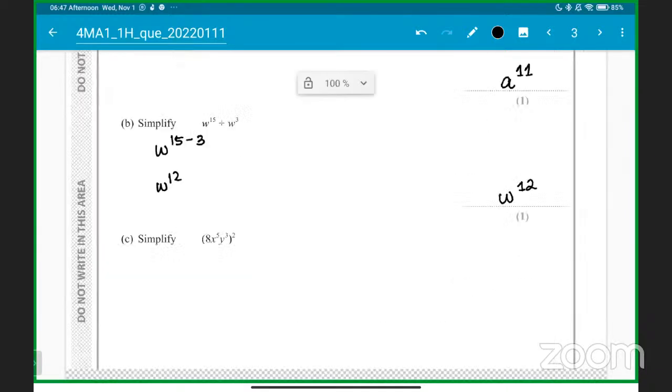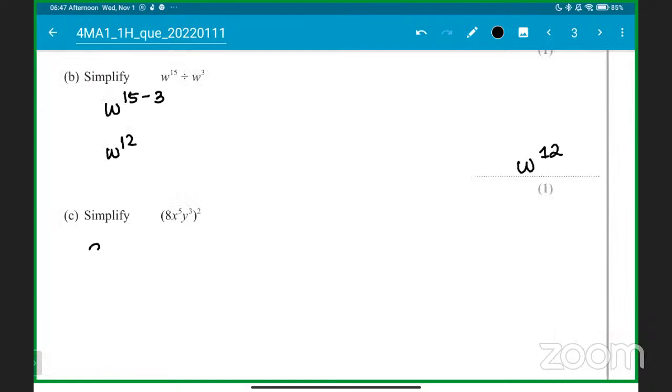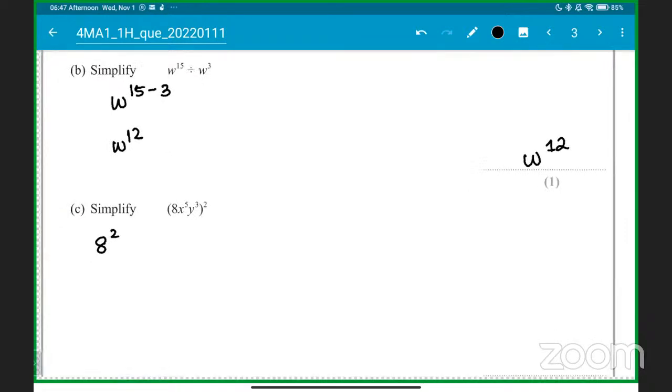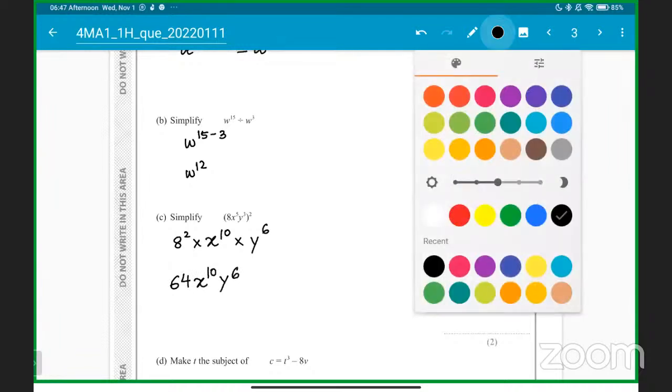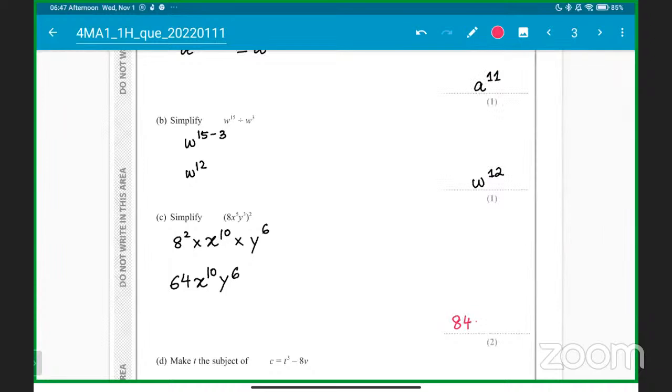We have this one that is basically you multiply all of them, so 8 square multiply by x times 5 times 2, 5 twos is 10, and 3 power 2, 3 times 2 is 6. So here we go, 8 square is 64 times x power 10, y power 6. So basically all the indices rule, okay?